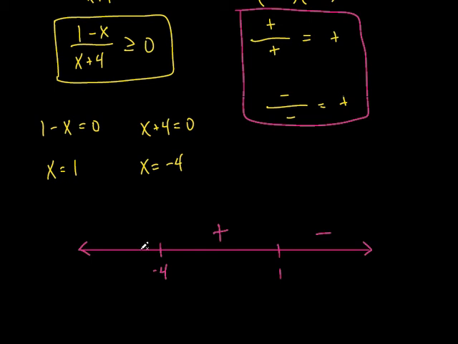Sorry, I gave it away. I was thinking ahead. To the left of negative 4, which would be what? Negative 5. I could pick any number to the left of negative 4 if I wanted to. I'm just picking the smallest number just to make it as easy as I can on myself, okay? So let's pick negative 5.